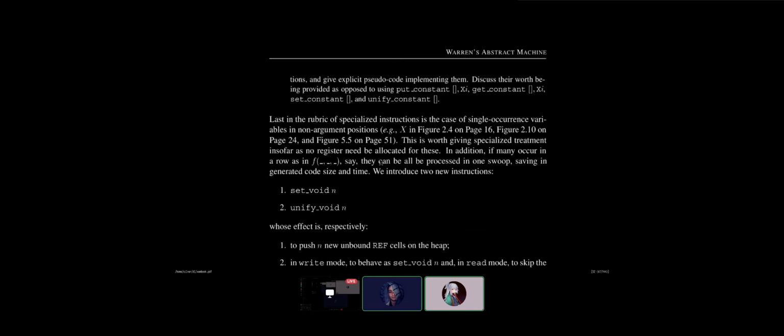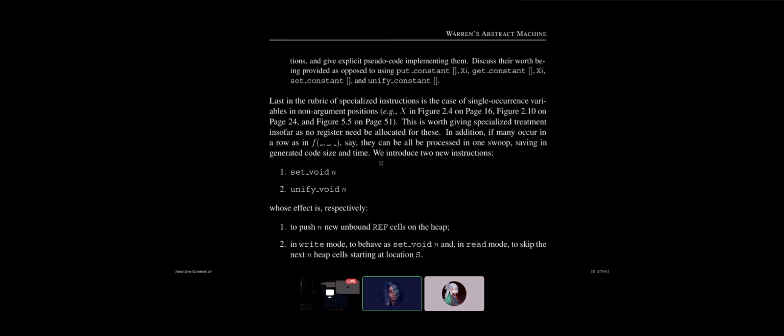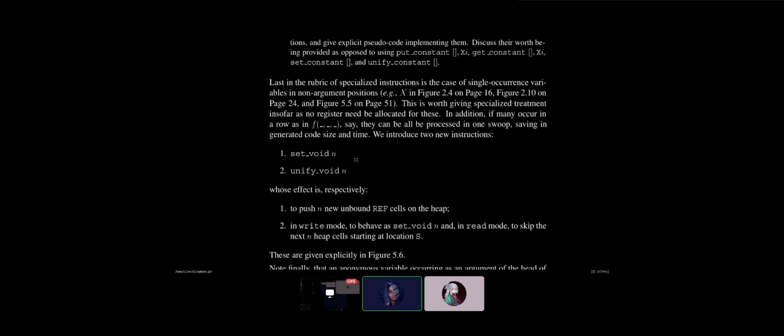Then this is set void and unify void. This is for single occurrence variables in non-argument positions. We have that in the triangular example. Actually, no. In the example precisely, we don't have this, I think. This would only be needed if we actually wanted to discard a value, which the triangular numbers example doesn't do ever. Yeah, but does this matter for, like, this may be related to the other instructions, you know?